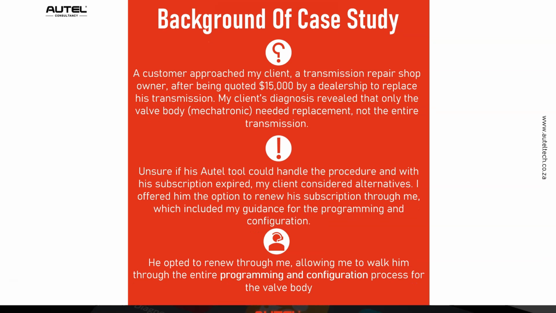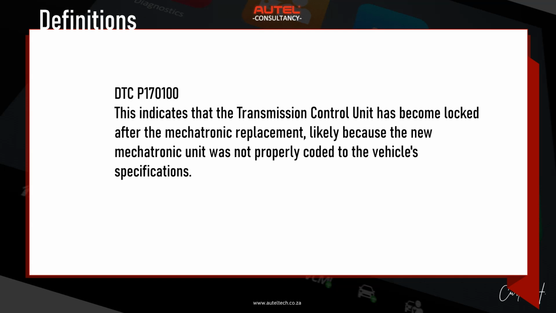That's why I'm going to show you exactly how we're able to do this. Okay, so some key definitions. First is the famous P170100. This indicates that the transmission control unit has become locked after the mechatronic replacement or transmission replacement. It's likely because the new mechatronic unit was not properly configured to the vehicle specification. So anytime you replace a transmission or mechatronic on Volkswagens or Audis, you're going to get this error code automatically, and your Autel is not able to rectify this error code. You need to use the OTIS software.